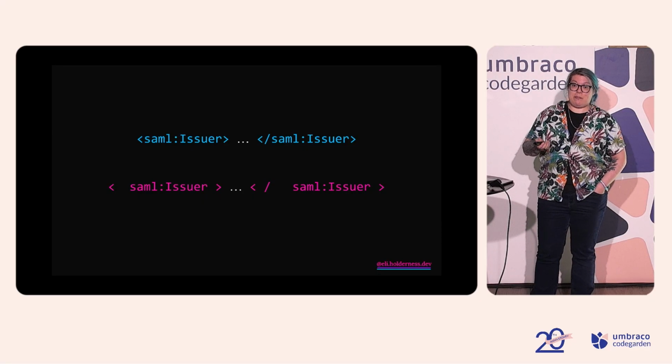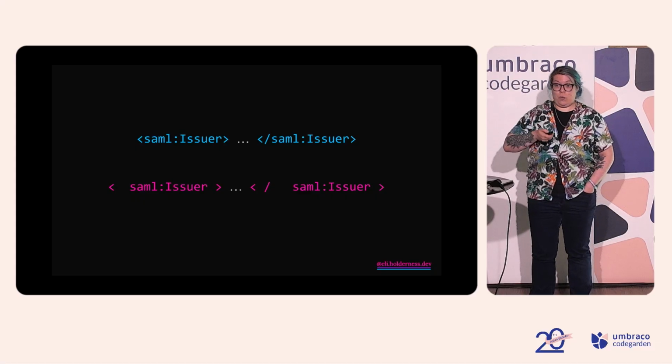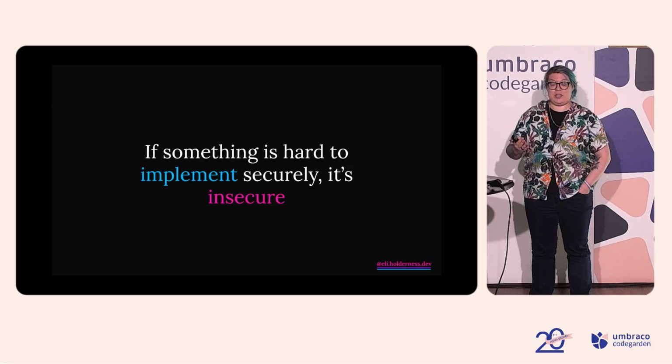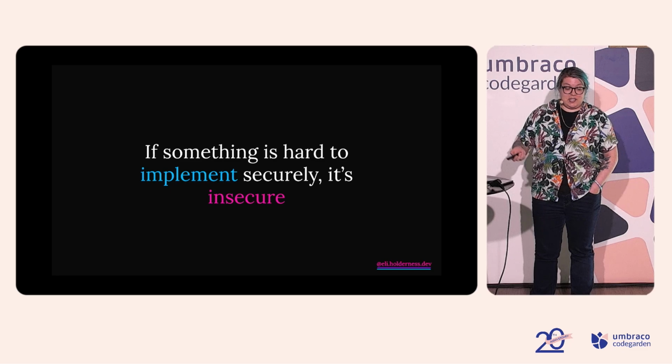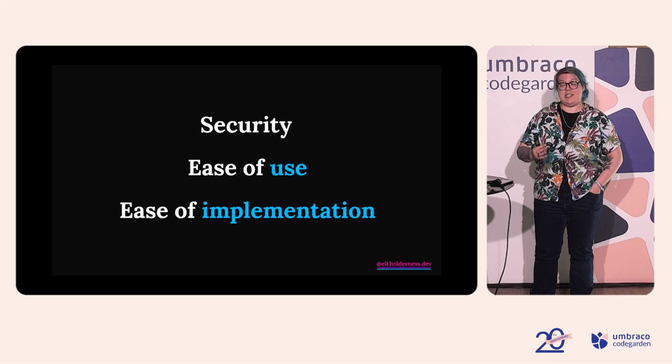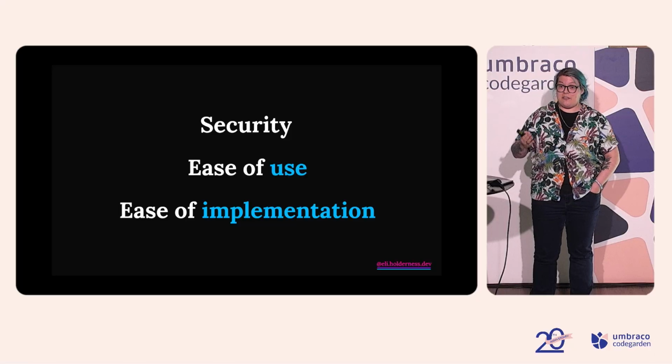So it's not just about users' quality of life, it's also about ours as developers. If something is hard to implement securely, you're probably not going to implement it securely, so it's going to be insecure. So we need to consider things like, is it easy to implement? Is it easy to maintain? Is it easy to stay up to date with latest security fixes and changes in the landscape, right?